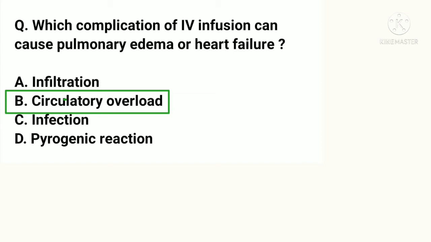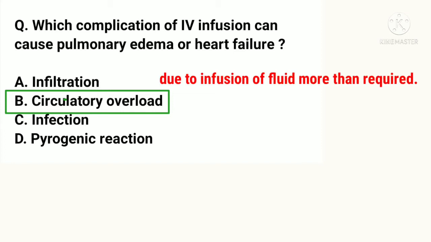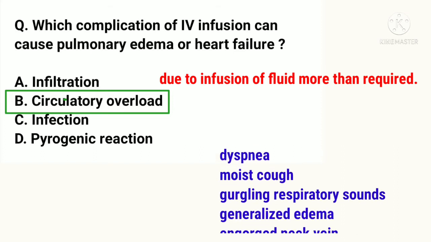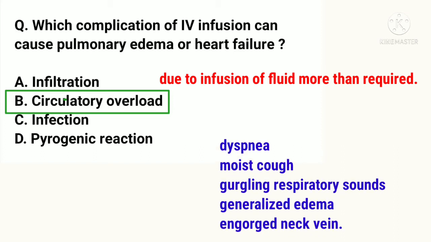Circulatory overload or fluid overload occurs due to rapid infusion or infusion of fluid more than required. Circulatory overload results in cardiac failure and pulmonary edema, which is characterized by dyspnea, moist cough, gurgling respiratory sound, generalized edema, and engorged neck veins.